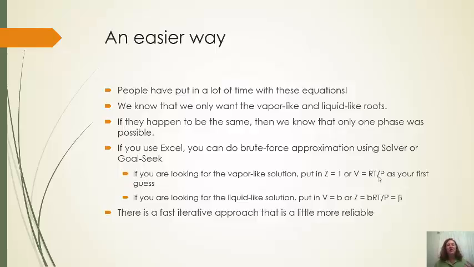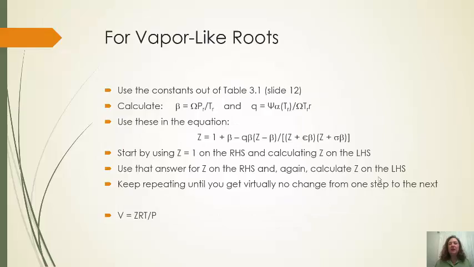If you're looking for liquid, that one's a little harder to guess at what you want. You know it's going to be a smaller number, but you don't know what it is. So v equals b, or that BRT over P term, or beta in the table, is going to be a good first guess. Now that probably seems a little confusing, so let's look at this a little bit better.